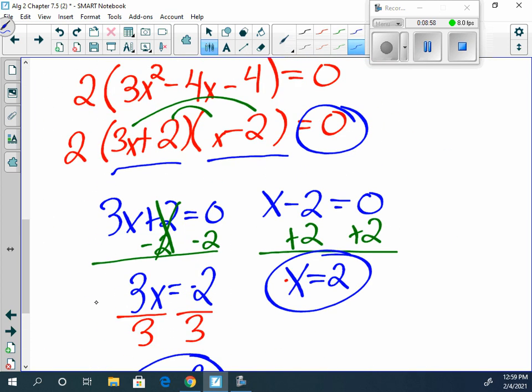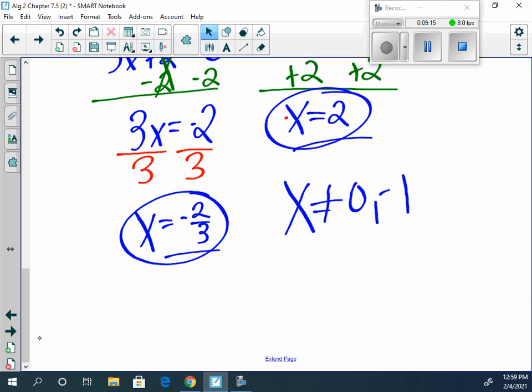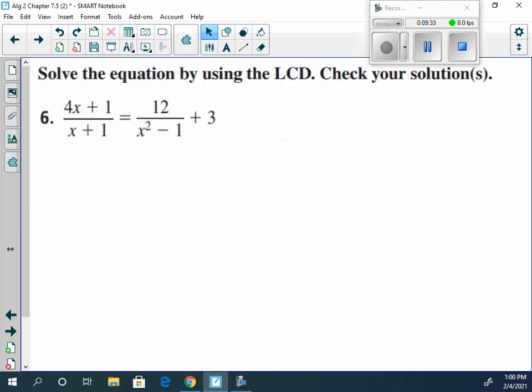Now what we did here is when we simplified down to this here and solved, we were finding the solutions. And it worked out that these two here, and because our restrictions were just 0 and negative 1, neither of which are these, both of these work. So our solutions would be 2 and negative 2/3. So we get 2 solutions for this here. Any questions on this here? Okay. There's no questions on this here. Let's look at the next one.